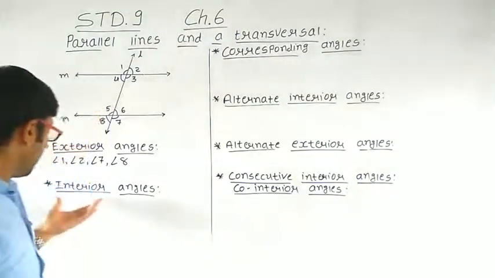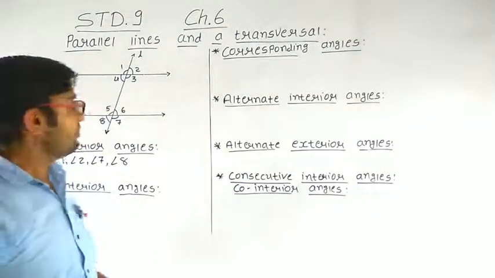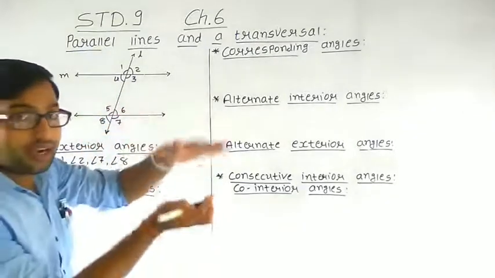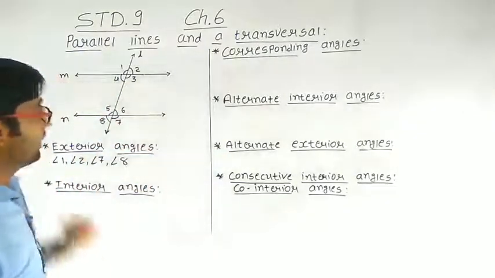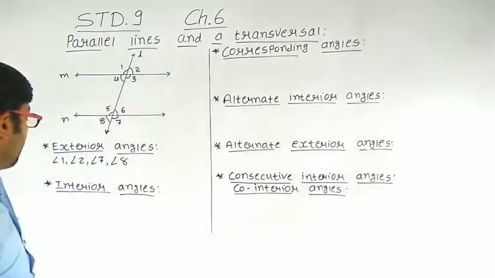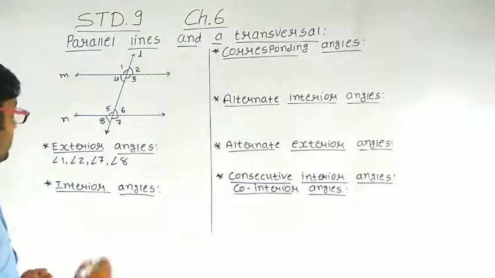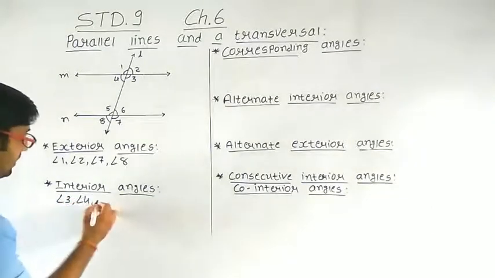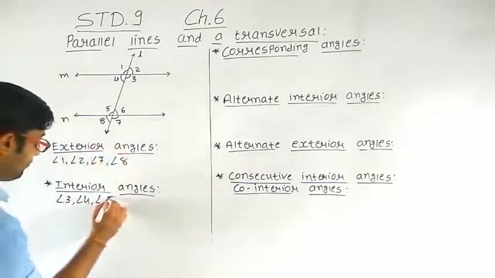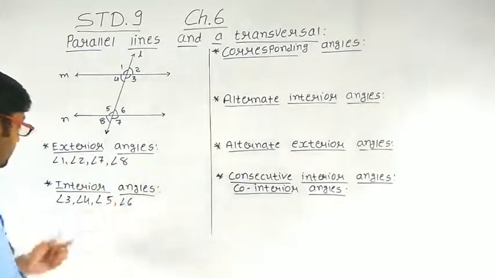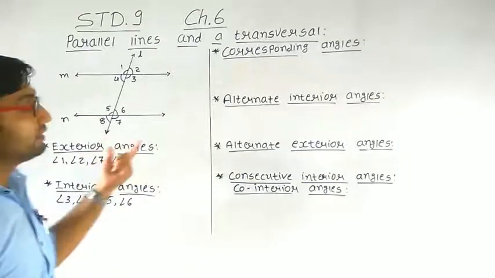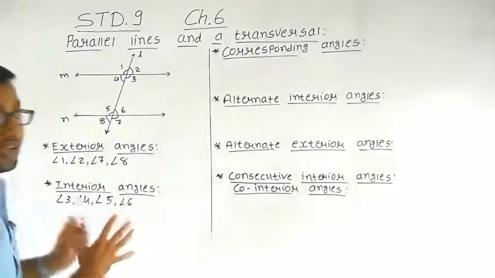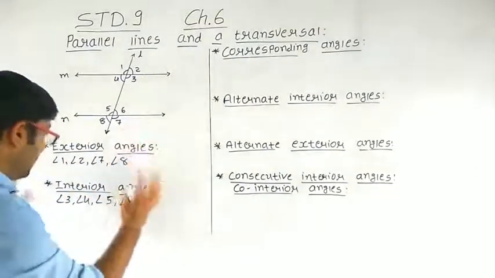Now what are the interior angles? See, these angles 3, 4 and 5, 6 are in between the two lines M and N. So these 4 angles, angle 3, angle 4, angle 5 and angle 6, are called the interior angles. So this is how we define exterior and interior angles.